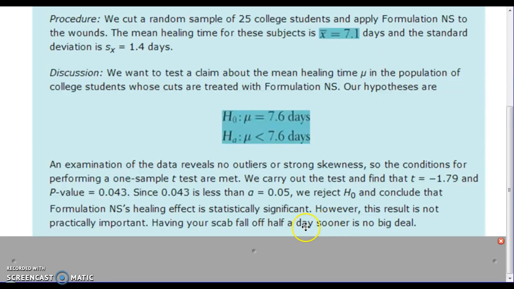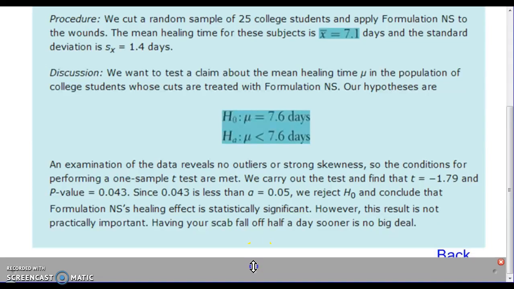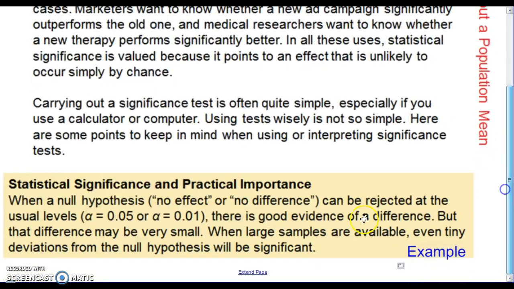However, this result isn't really practically important. You'll notice in the sample, the mean healing time was 7.1 days, compared to the population that we're already familiar with as 7.6 days. That means the scab will fall off half a day sooner, and that practically isn't really that much of an improvement in healing time. So that's the first thing we have to be careful of: sometimes we're detecting a very small difference that's not really important, and they probably won't put this healing cream on the shelves.